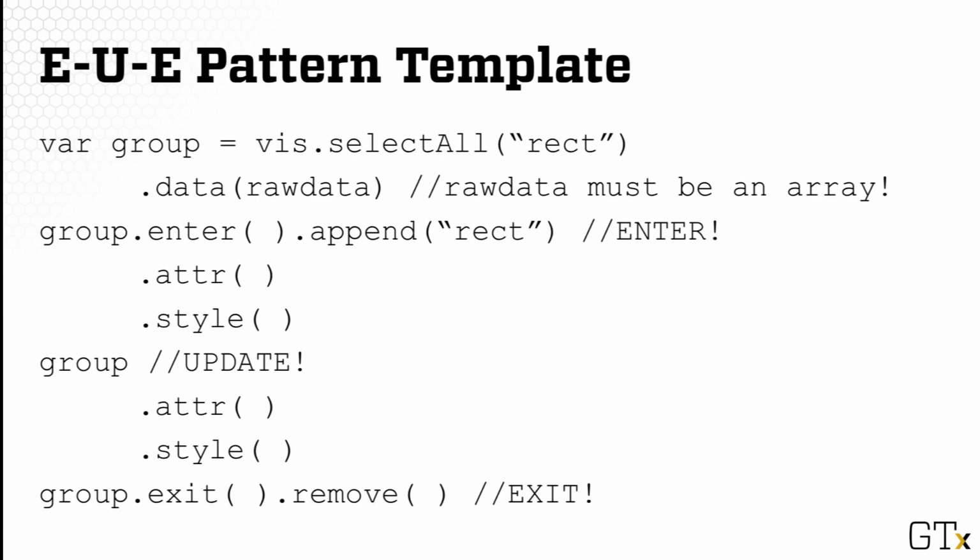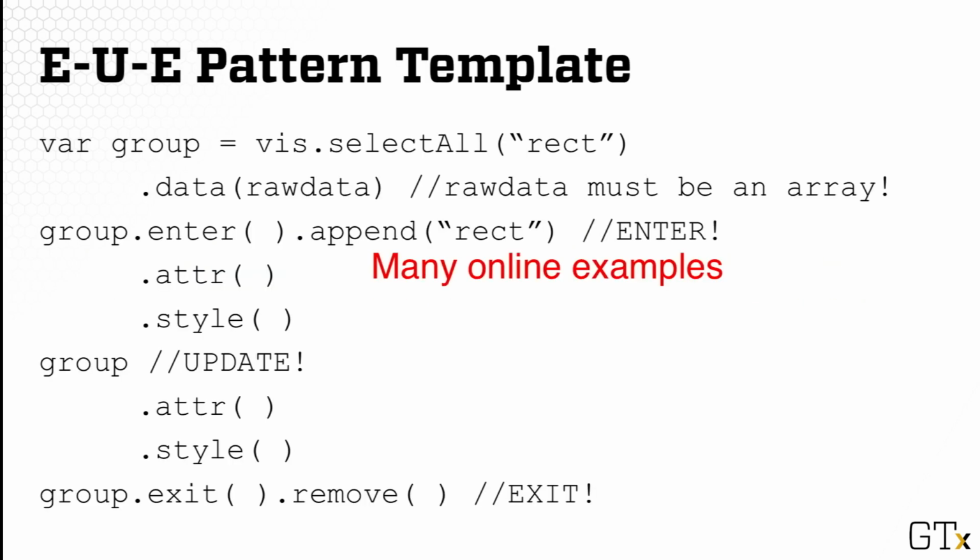This is a typical skeleton of a D3 program that applies the enter, update, exit pattern. So in the first few lines, you will see that we're loading the data using the .data command. And then after that, we'll be entering the enter phase. And then in the middle is the update. And then finally is the exit phase.